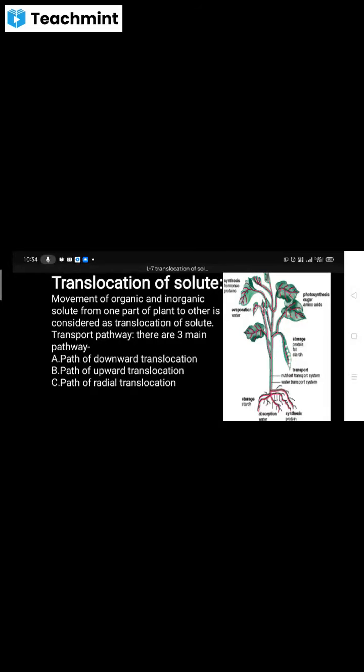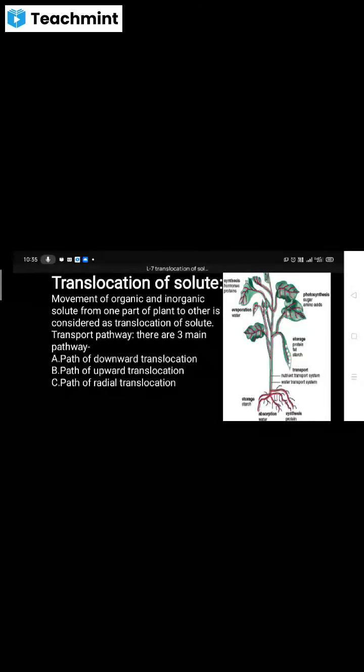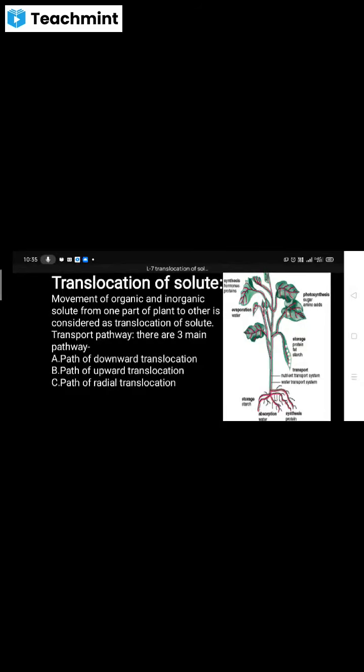That means some minerals or ions will be absorbed by the roots, and they will be transported to all parts of the plant. That means the leaves, stem, flower, pod, or the fruits.